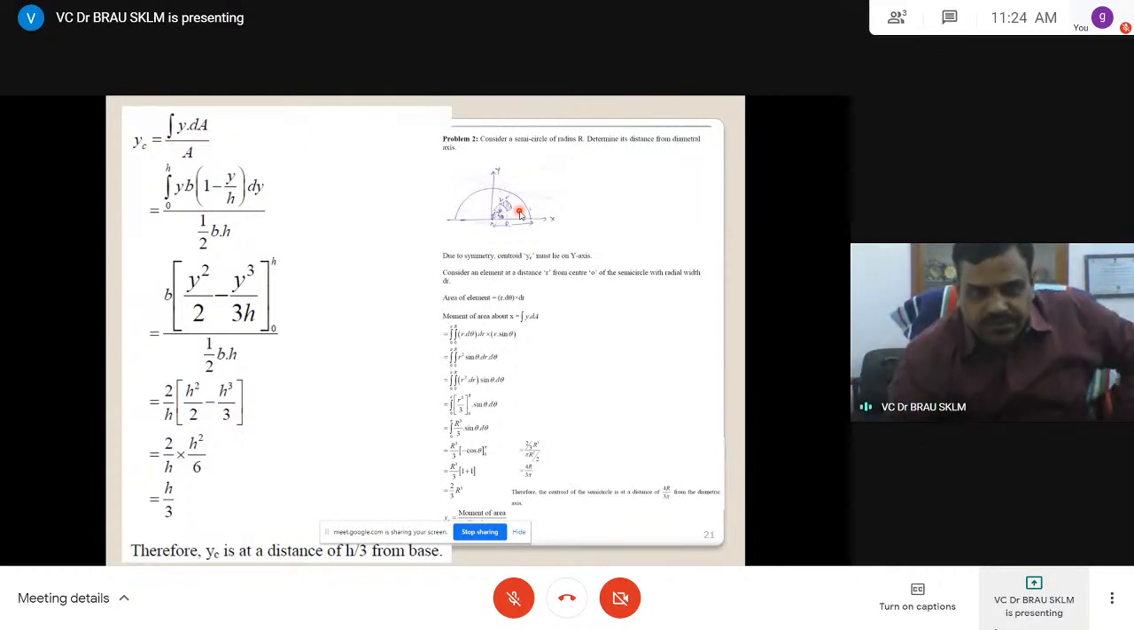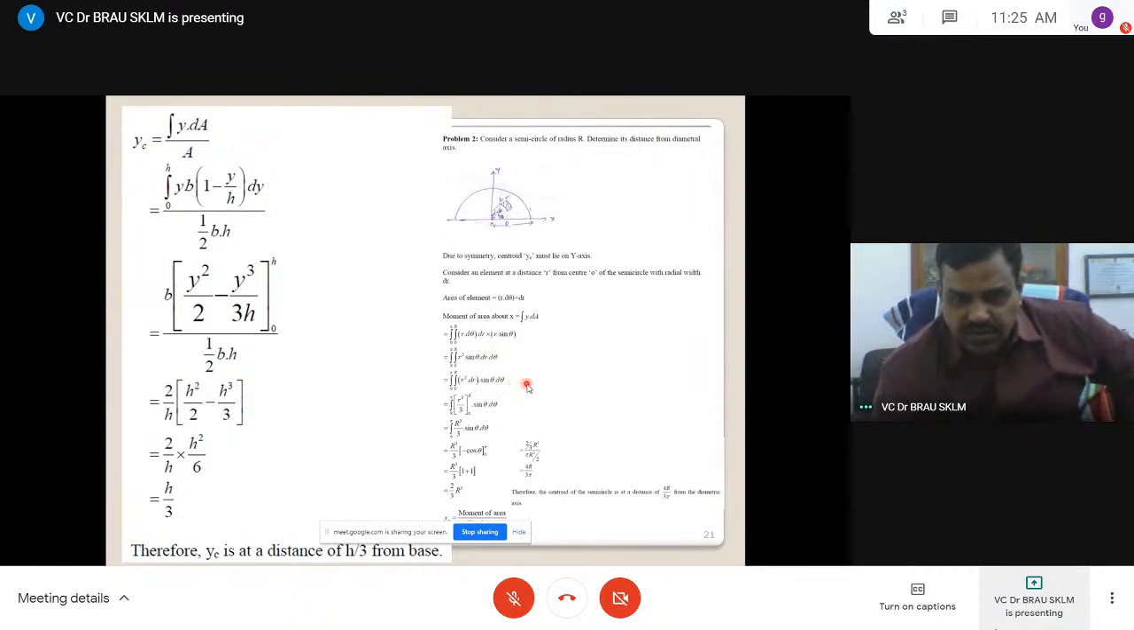So now ȳ is equal to ∫y dA by A, because of the symmetry. You have to find out the centroid. ȳ is the integral of y dA, where dA is the area of the element, r dθ dr. Then the y component: if this is r, the x component is r cos θ and the y component is r sin θ. That we have to substitute. Now this is the expression. Then find out the value.